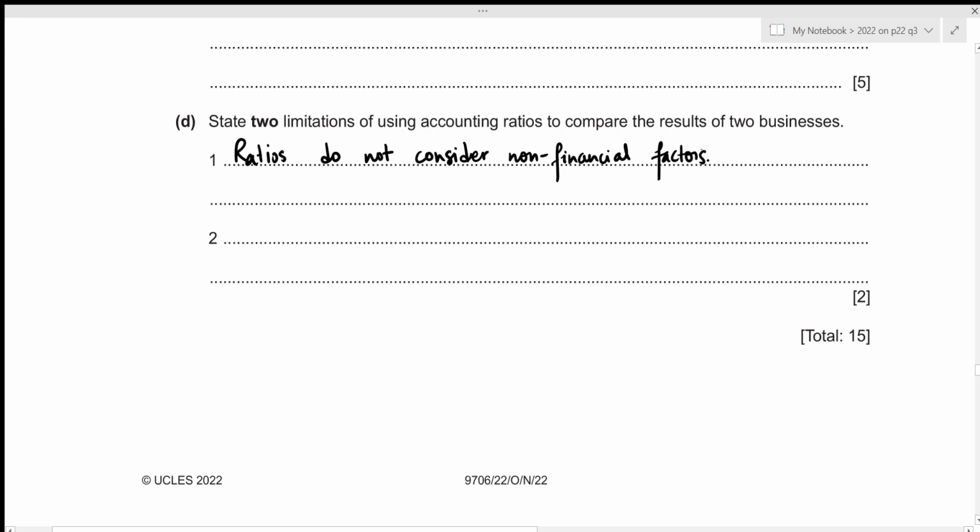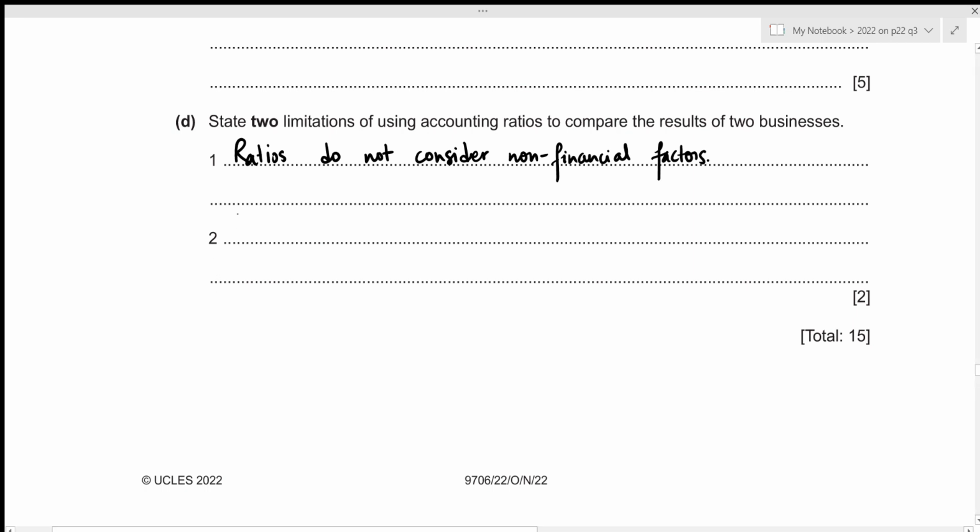And the second one is that different businesses may use different accounting techniques, right? Such as the depreciation technique. Some businesses may use the straight line method, whereas others may prefer the reducing balance method. And if you were to compare those two businesses, then definitely the net book value of the assets is not comparable since we are using two different accounting techniques. That is also a limitation.